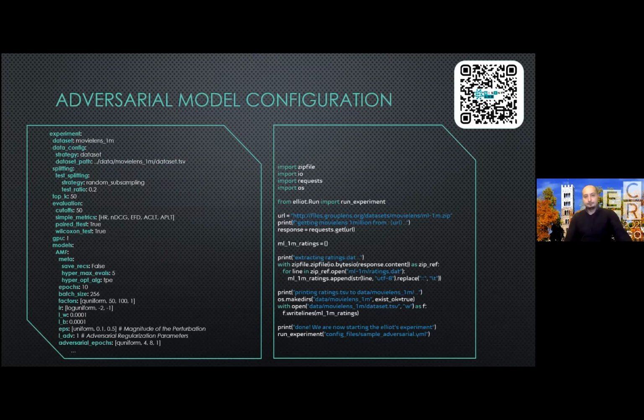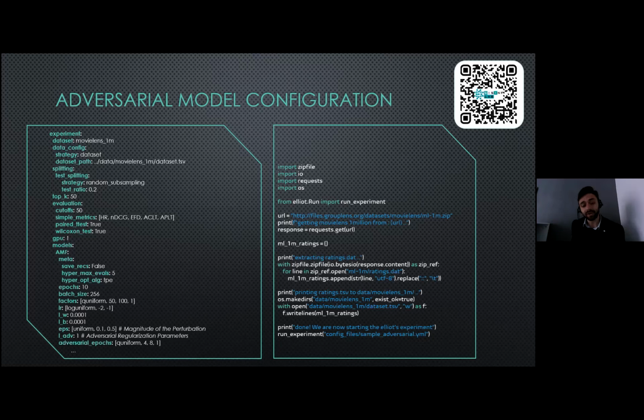Yeah. We have the configuration file, where I have shared the link in the chat, where we have the experimental section, with the dataset, the splitting strategies, the evaluation metrics, and in this case, we tested hit ratio, nDCG, EFD, ACLT, and APLT, so different types of metrics. And then we have our model. We can see that we have used a TPE strategy with hyper max evaluation epochs equal to 5. We trained for 10 epochs, and we have created a search space using the quniform and loguniform strategies for the number of factors and the learning rate.